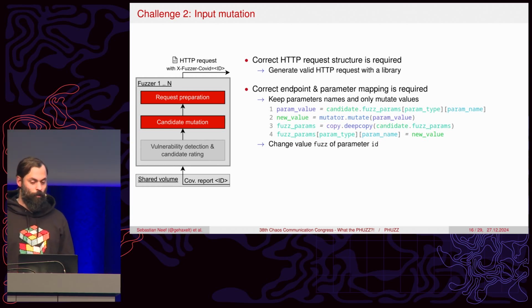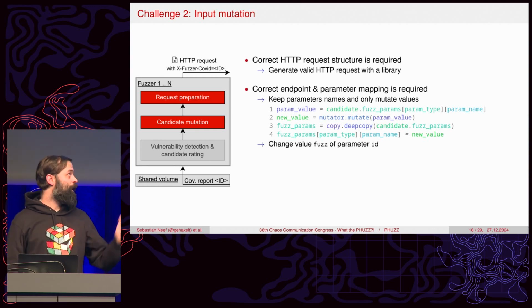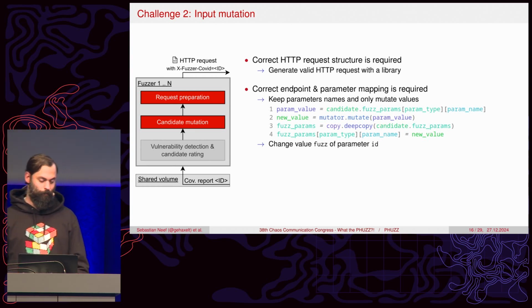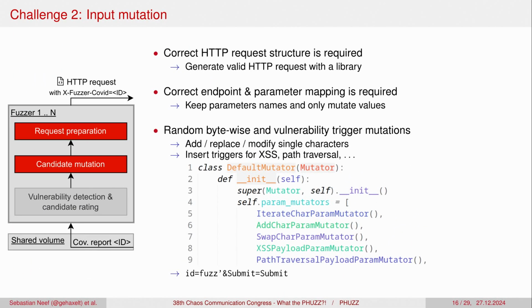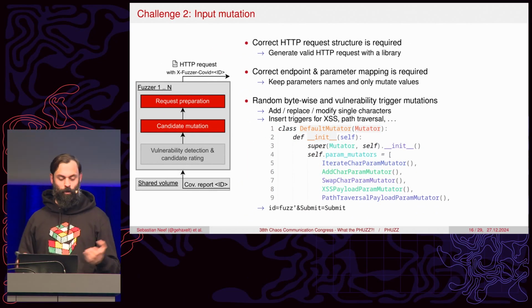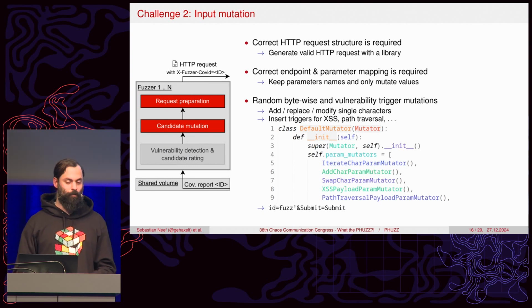So these are a few lines from the parameter selection and then mutation of a specific value. And in this case, we will change the seed value Fuzz of the parameter ID. So how do we change these values? Well, we do it with byte-wise changes. In theory, we could also have done bit-wise changes, random bit flips, or other approaches that are used by the binary application fuzzers. But since web applications usually work with printable ASCII characters, except for maybe file uploads, we thought, let's keep it with random bytes.